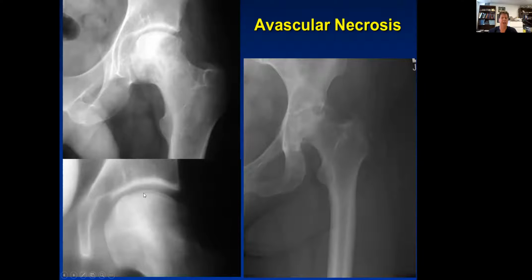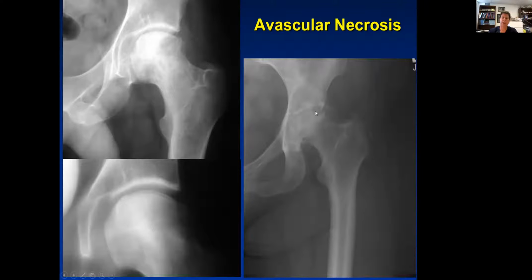And in this tomogram, you see the so-called crescent sign, which is basically the separation of the subchondral bone from the underlying articular cartilage. And of course, if you're lucky enough to see these findings, that's strongly suggestive of avascular necrosis. I will tell you, in real life practice, seeing the crescent sign is relatively uncommon.